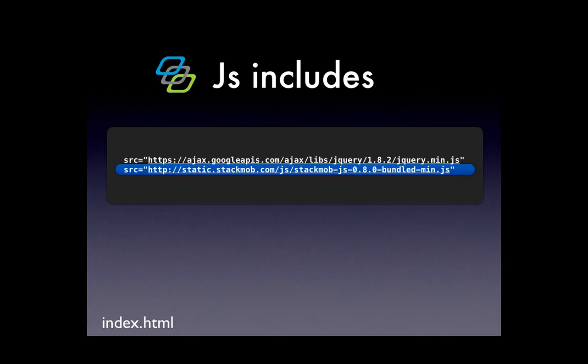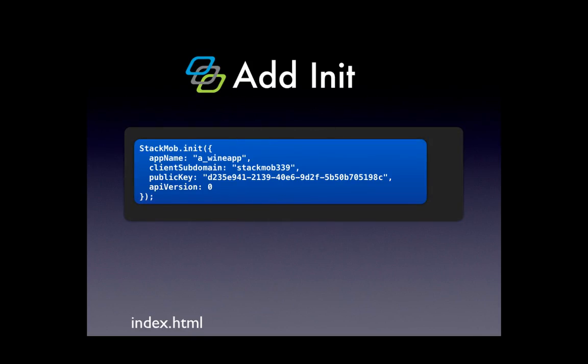Well, what I did was I took out that Backbone.js and the underscore JS files, and I replaced them with this StackMob bundled file. We've actually bundled all the libraries together into one minified JavaScript library for you. So all you need to include is jQuery and the StackMob JavaScript SDK, which has Backbone and underscore already bundled in with it. The next thing I did was I added that initialization call inside of my JavaScript at the very top to initialize StackMob.